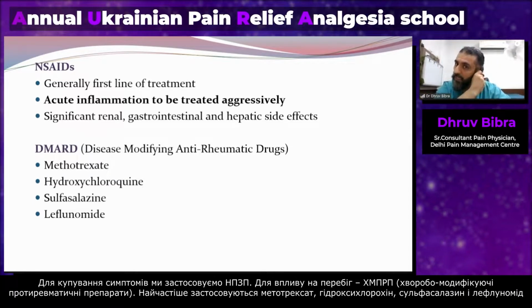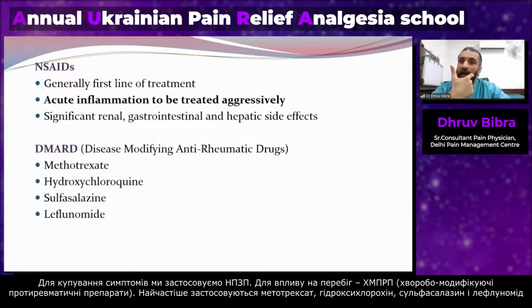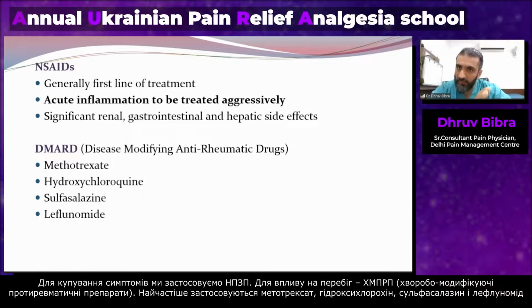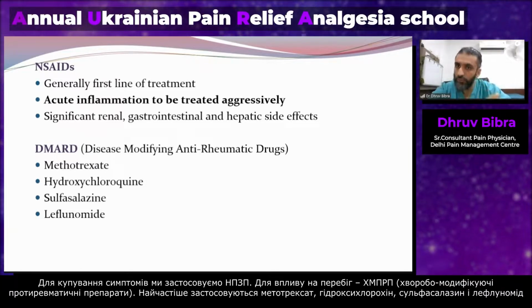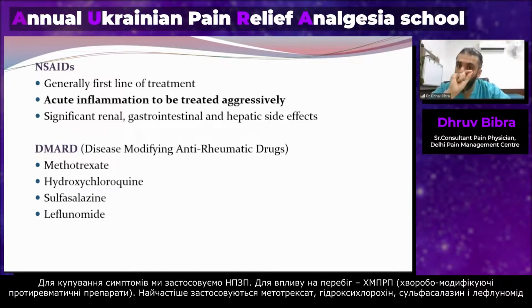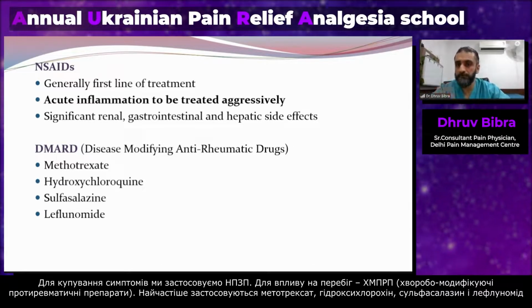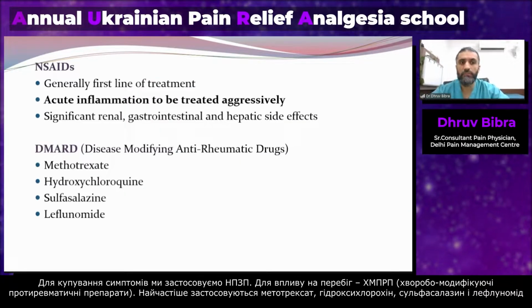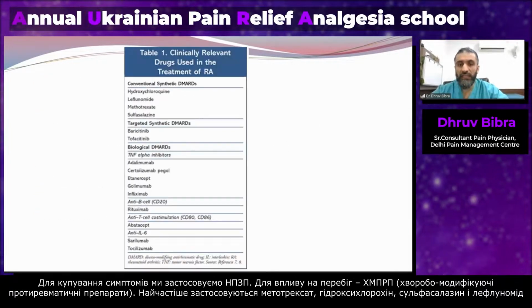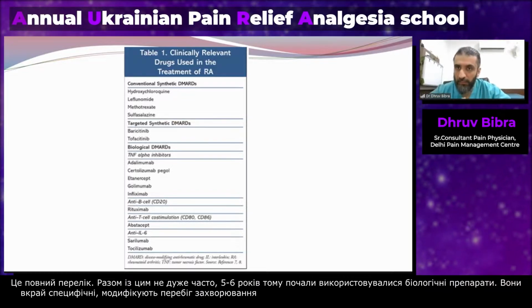For symptom relief, we go for NSAIDs. Along with that, sometimes we add muscle relaxants also. And for the other part, we start using DMARDs, which are disease modifying anti-rheumatic drugs. Most commonly used are methotrexate, hydroxychloroquine, sulfasalazine, and leflunomide. And this is the entire list.